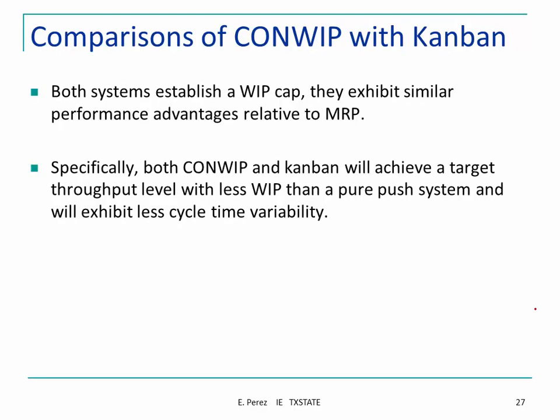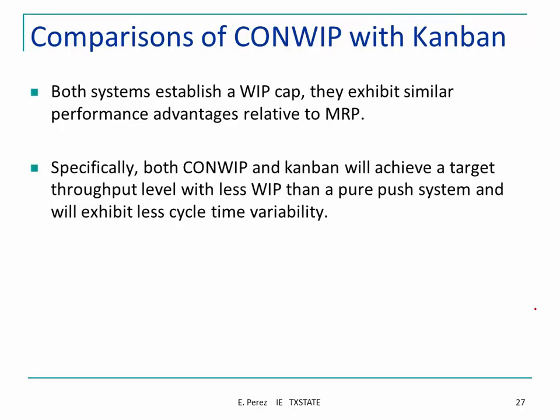So both systems will establish a WIP cap, and that's the idea behind both of these. Remember, the just-in-time or pure pull system would go and make a request to the previous station, then check what the status is, and then make a request to the previous station. The difference between the pull system and CONWIP is that in CONWIP you will go up to the first station in the line.